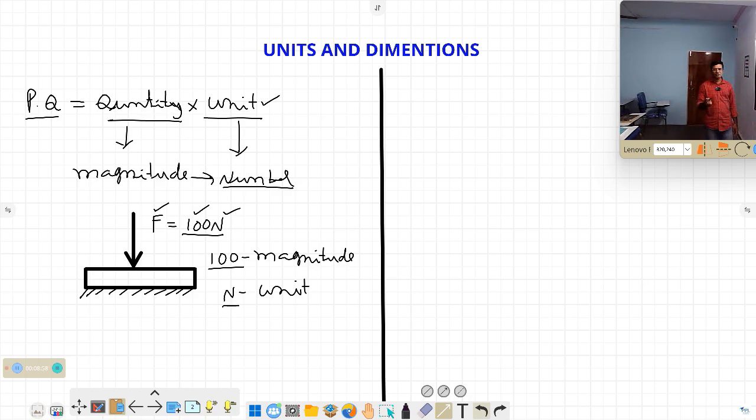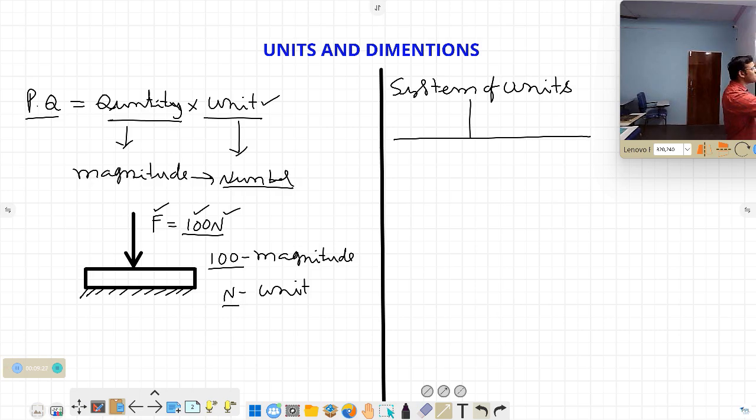Now we are going to discuss the system of units. The units are classified into different systems according to the way we use them, because from ancient days until now we have used different methods to measure and represent physical quantities in terms of units and magnitudes. These systems are classified mainly into three categories.